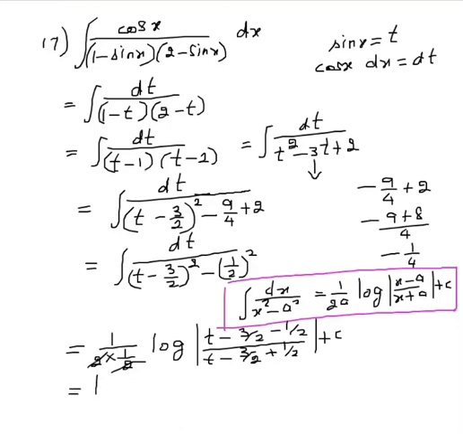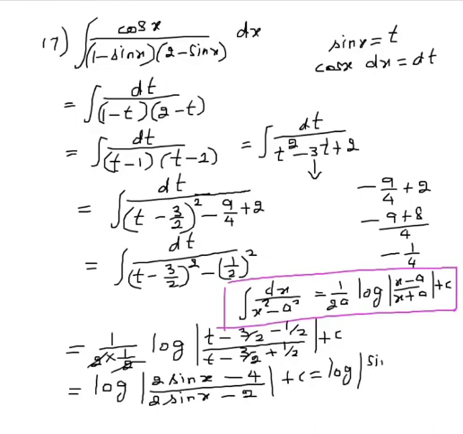Take LCM and substitute for t. So 2t, t is sin x. So 2 sin x minus 3 minus 1 will become minus 4, divided by 2 sin x minus 3 plus 1 will become minus 2. We can cancel 2 throughout. It becomes sin x minus 2 divided by sin x minus 1, plus c. Because of the absolute value sign, we may write it as 2 minus sin x by 1 minus sin x also.